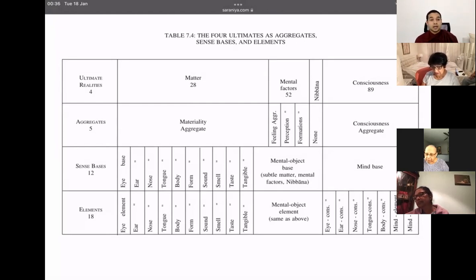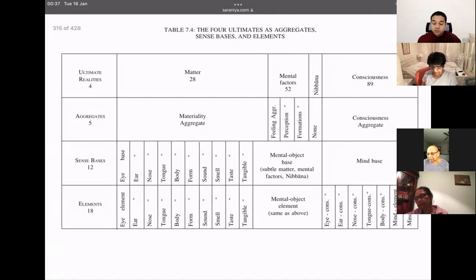Now, if someone were to question you, what is the mind base? Then the answer to that is in the elements. They are under it. Do you understand? So, elements 18: the eye, ear, nose, tongue, body, form, sound, smell, taste, tangible elements. The mental object element is the same as the above, and still includes Sukhuma Rupas. Can someone remind all of us what the Sukhuma Rupas are?